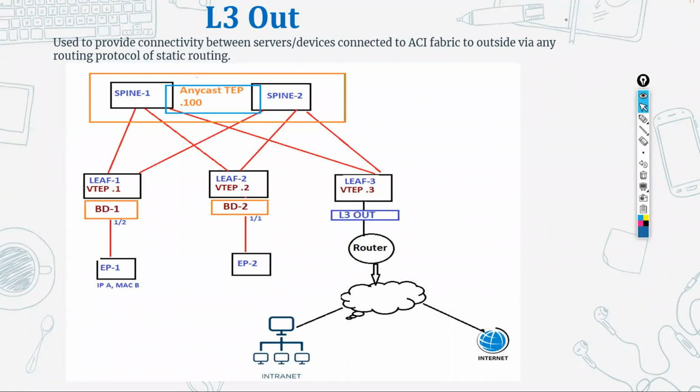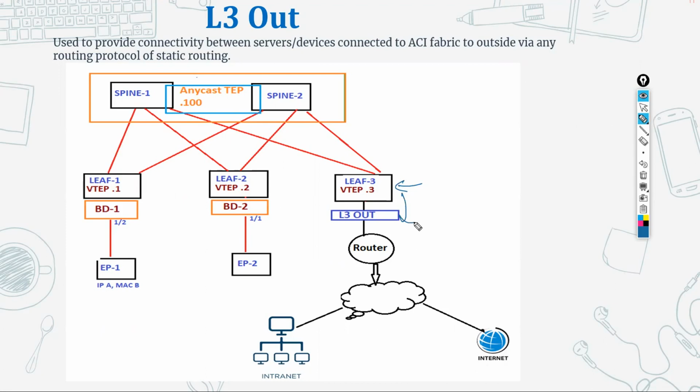In this section, we will discuss Layer 3 Out in Cisco ACI. Layer 3 Out is used to provide connectivity between the servers or devices connected to our ACI fabric and the outside, via any routing protocol, let's say EIGRP, OSPF, or BGP, or it can be static also. You can see in the diagram we have the spine switches and the leaf switches, and here we have the Layer 3 Out.